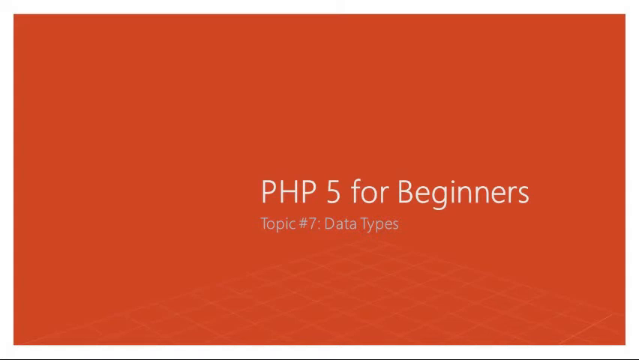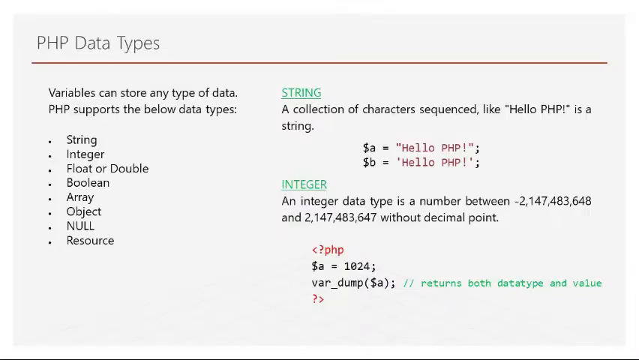PHP supports the below data types: string, integer, float or double, boolean, array, object, null, and resource. PHP string. A collection of characters sequenced, like hello PHP, is a string. It can be anything enclosed inside quotes. We can use either single or double quotes.